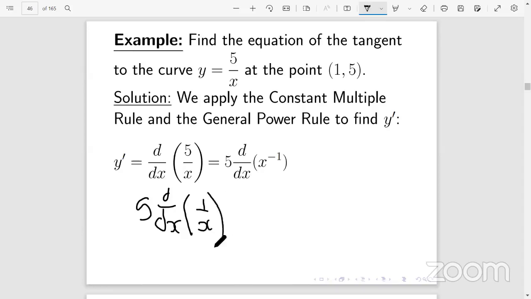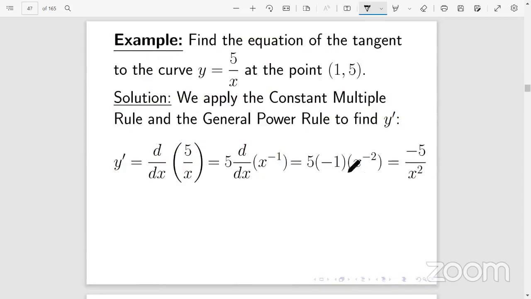So basically that's what happened here. Differentiating 1 over x is the same as differentiating x to the power minus 1. Remember that you drop the exponent, the minus 1, then subtract 1 from it. So minus 1 gives us minus 2. So 5 times minus 1 gives us minus 5. Then making this exponent positive, we take it to the denominator, and that's what we have.